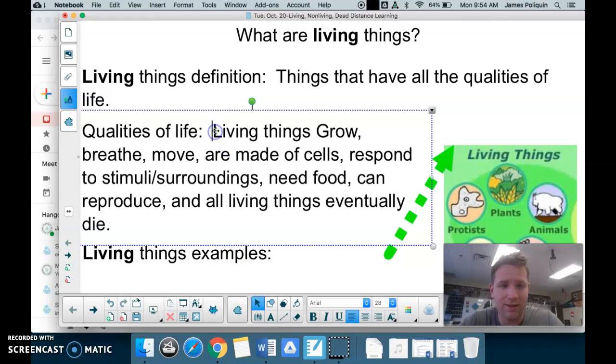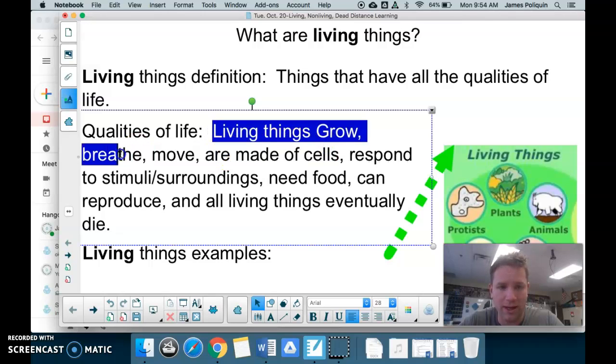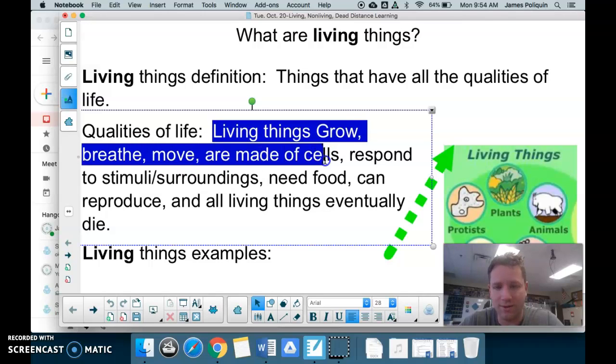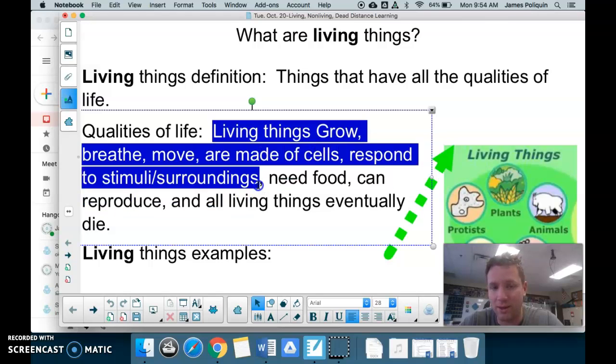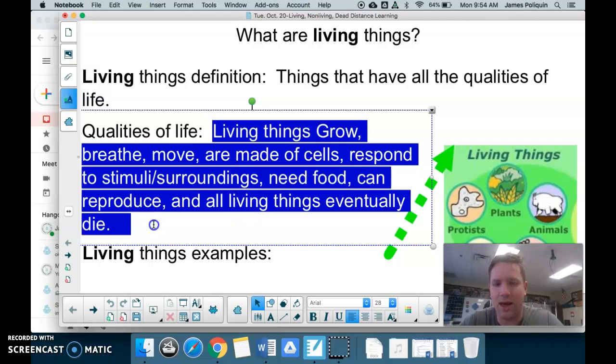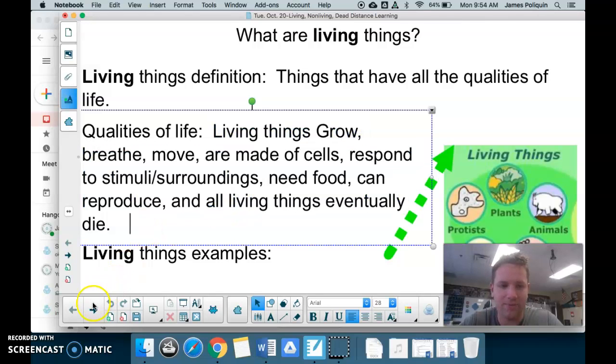All living things grow. They breathe. They move. They're made of cells. They respond to stimuli and surroundings. They need food. They can reproduce. And they all eventually die.